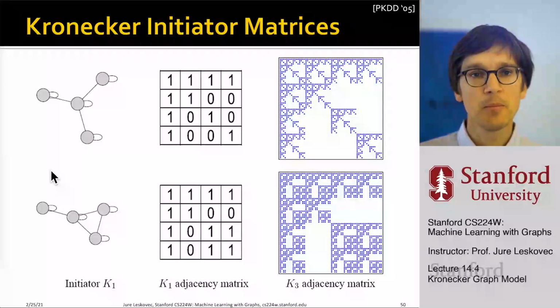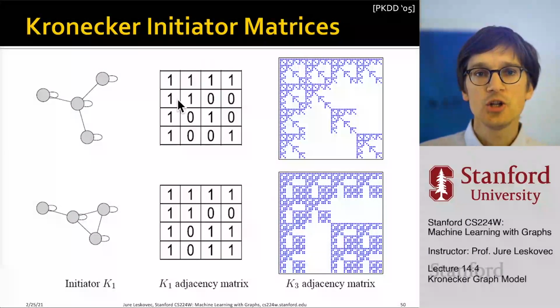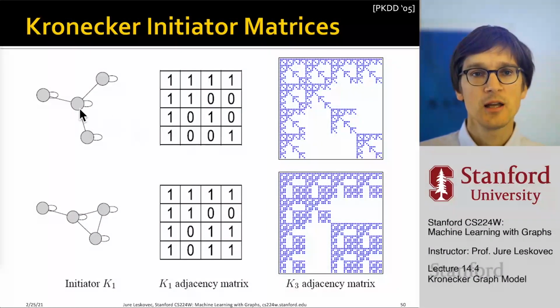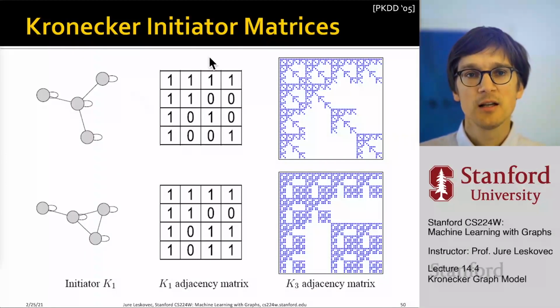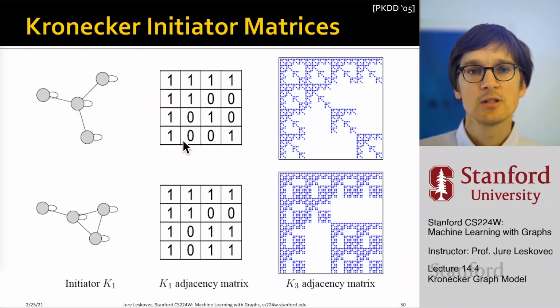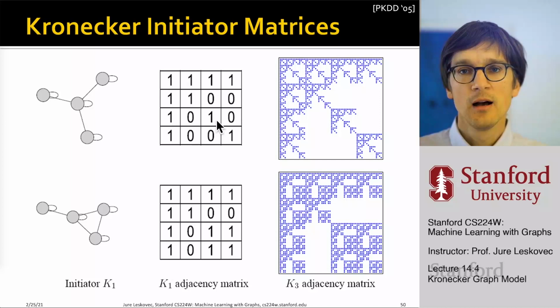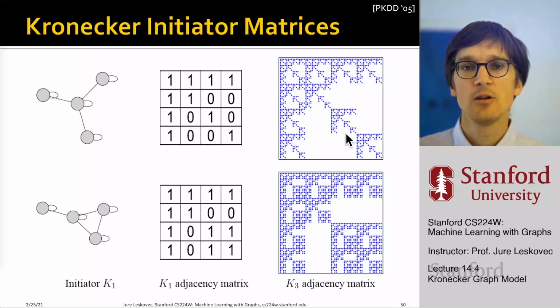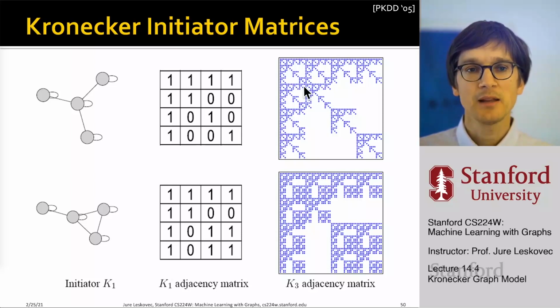To give you an example, here is an initiator matrix on 4 nodes. Here's the corresponding graph. Here is the adjacency matrix. Notice basically we have self loops on the diagonal, and then first row, first column is basically the star node linking to other satellite nodes. If now I generate a Kronecker graph with this initiator, here's the adjacency matrix, and again notice the self-similarity pattern.